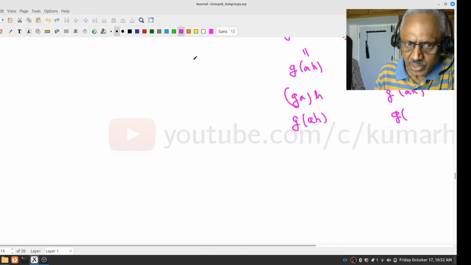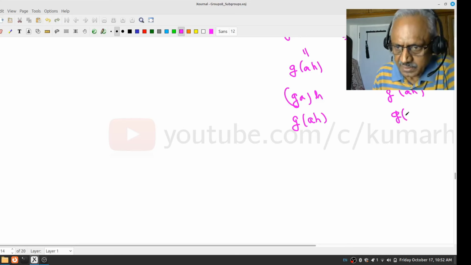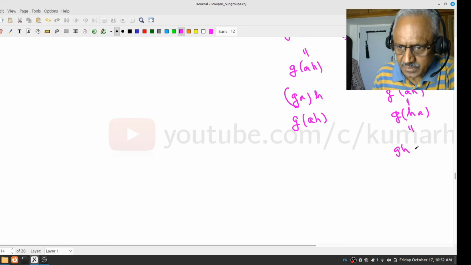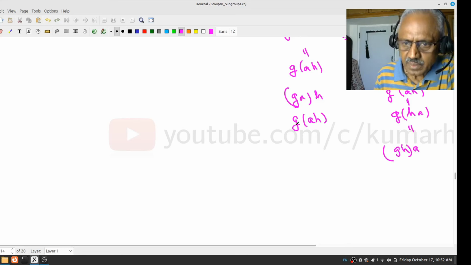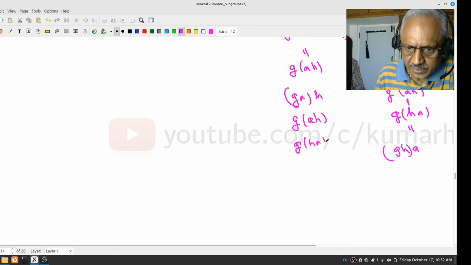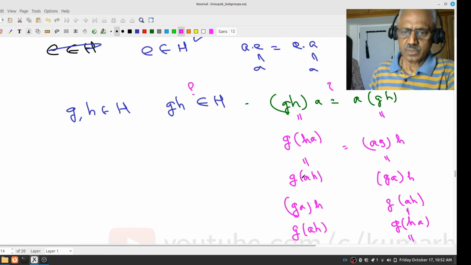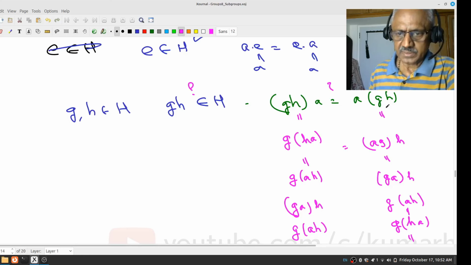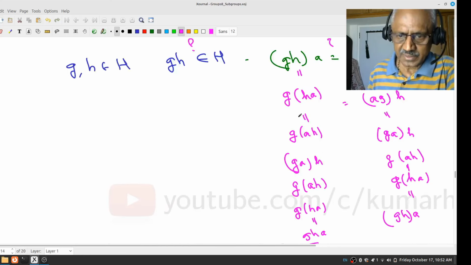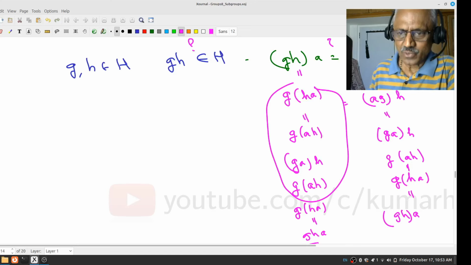Now since h belongs to capital H, this is hA. Associative law I can use, this is ghA. Right? And what is this? Here h commutes with A, therefore this is g times hA, therefore ghA. So both sides give ghA, the same as Agh. So I need not have done this at all. It's enough if we focus only on Agh.